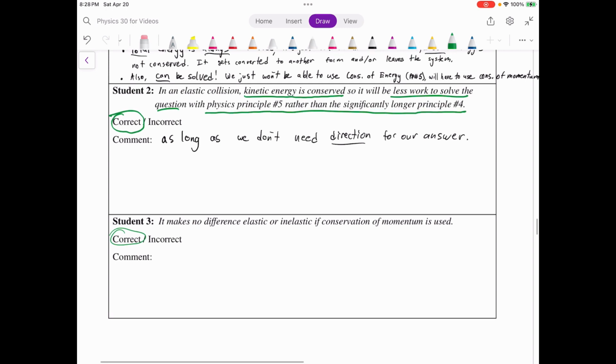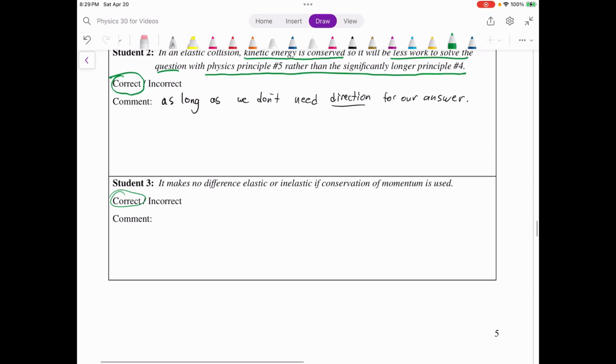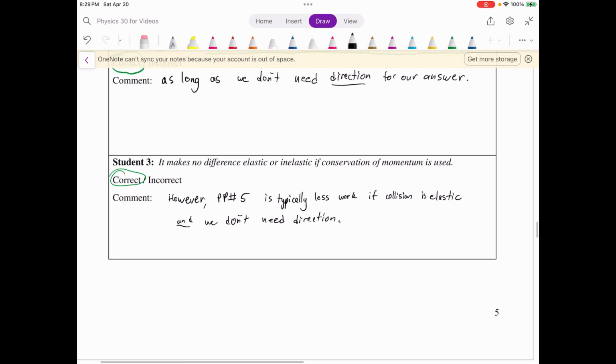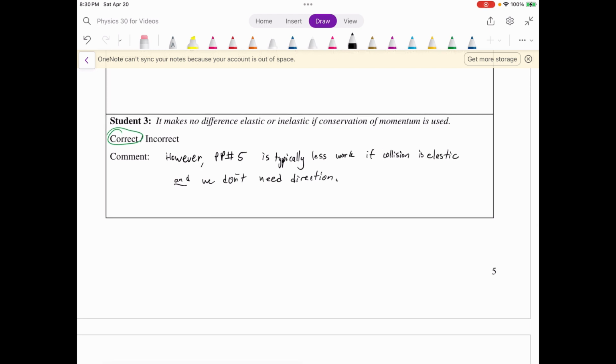But again, just to comment here, right? If we can get away with conservation of energy, it is a bit quicker because, again, we don't have to do all that x, y axis stuff, right? But it's true, you can always use conservation of momentum, elastic, inelastic, explosion, whatever. So if we know the collision is elastic and we don't need direction for our final answer, it can be less work to use physics principle number 5, conservation of energy, right? But physics principle number 4, conservation of momentum, will always work.